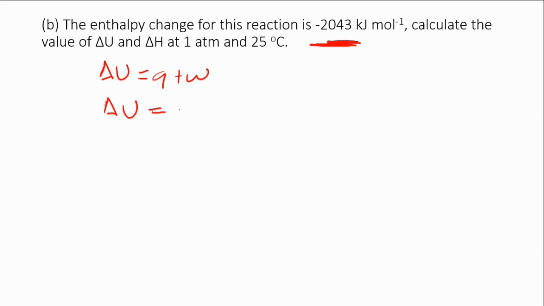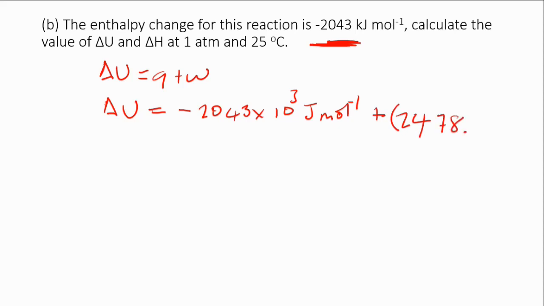All right, so I'll put my heat here, 2043, times 10 to the 3. This is me converting to joules. It is important that all your values are of the same magnitude in terms of their units. Also, now I'm going to add the work that we calculated earlier, which I believe is minus 2,478.82 joules. Don't forget the minus. Now at the end of the day, let's calculate the actual value for delta U.